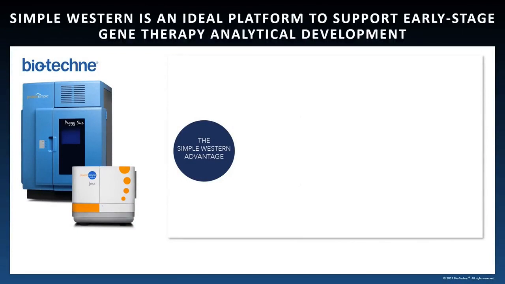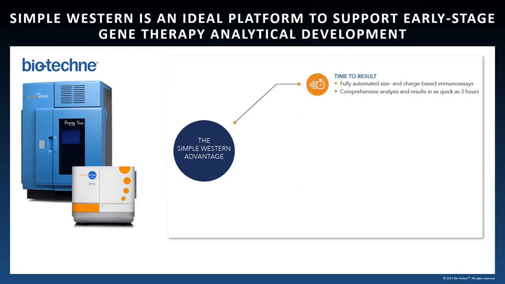Simple Western is an ideal platform to support early-stage gene therapy analytical development. Featuring fast time to results with data in as little as 3 hours, we offer both size and charge-based immunoassays. The platform features quantitation with our built-in analytical software called Compass, and we're able to provide both absolute as well as relative protein quantitation.